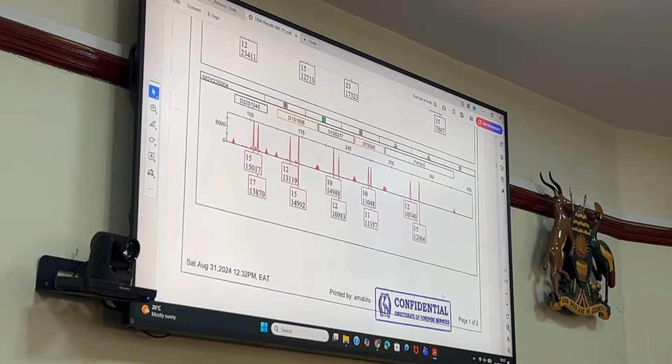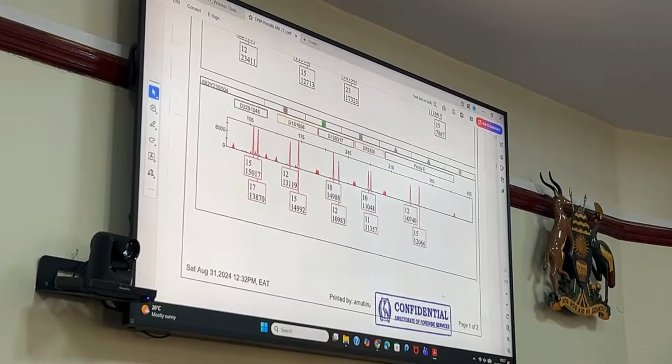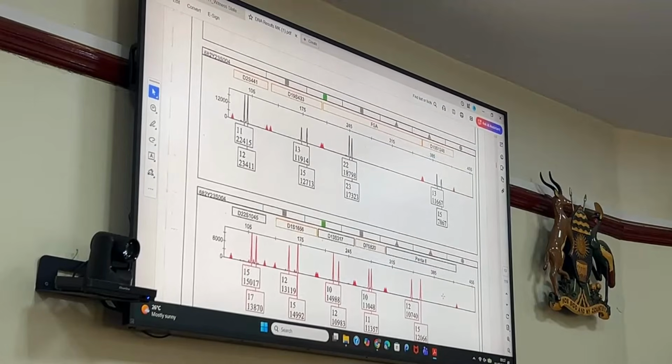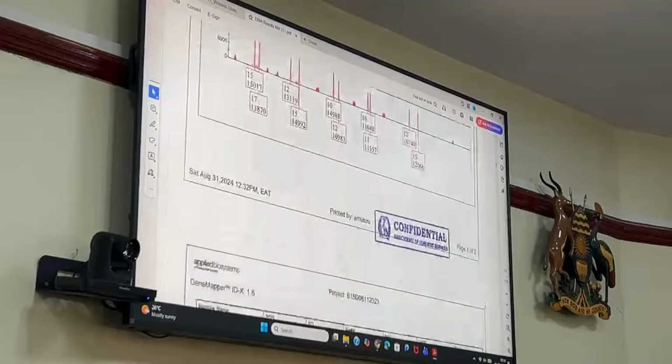Now, we're also seeing different colors. I'm seeing red, I'm seeing green, I'm seeing black. These are merely fluorescent tags added during the DNA profiling process in order for us to visualize the DNA profile. Without these colours, the graph would just be a mash of information and we couldn't separate it out visually as we do now.